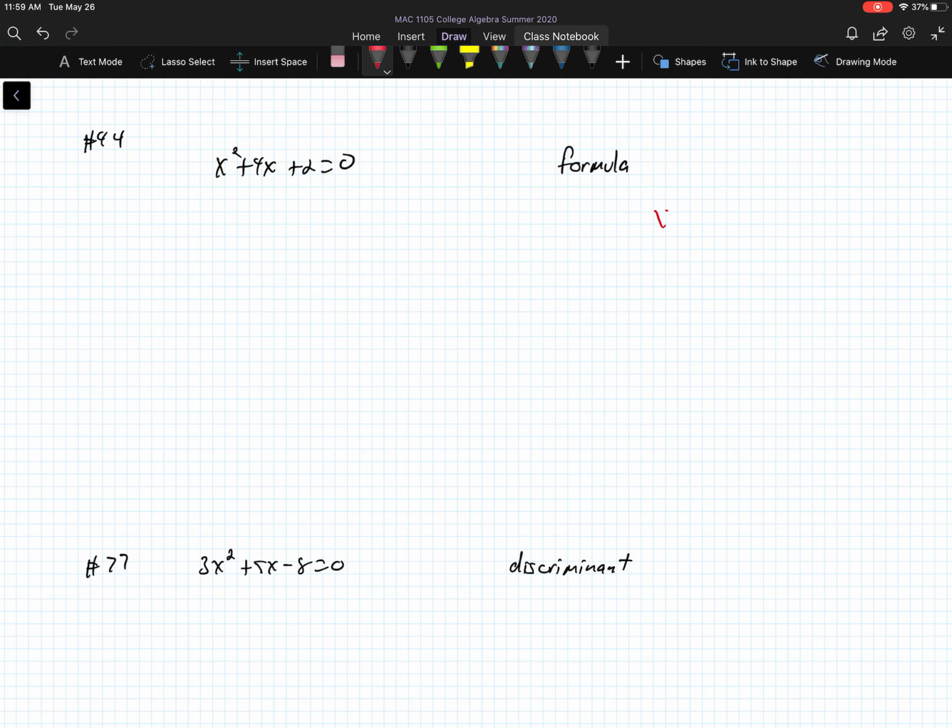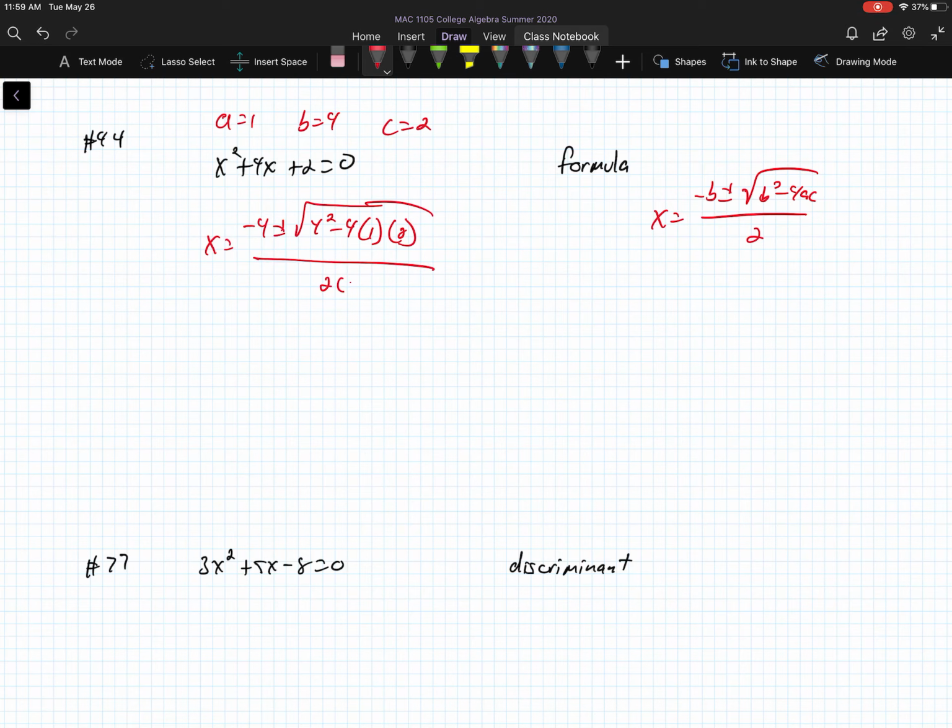For number 44, I'm going to use the quadratic formula, which is x is equal to negative b plus or minus the square root of b squared minus 4ac, over 2a. So here a is 1, b is 4, and c is 2. So x is equal to negative 4 plus or minus the square root of 4 squared minus 4 times 1 times 2, over 2 times 1. So negative 4 plus or minus the square root of 16 minus 8, over 2.